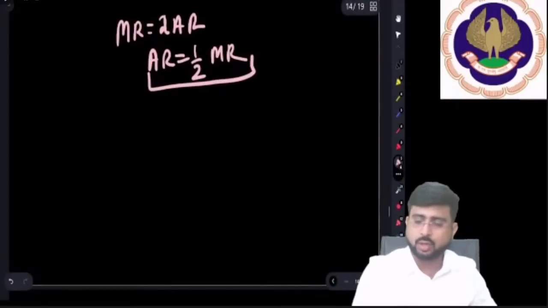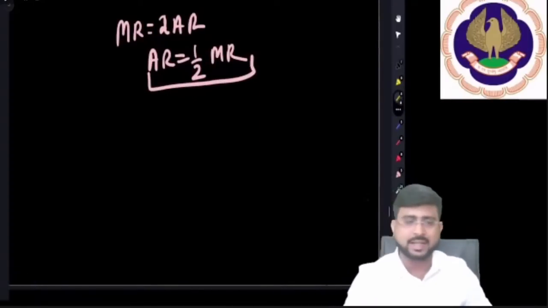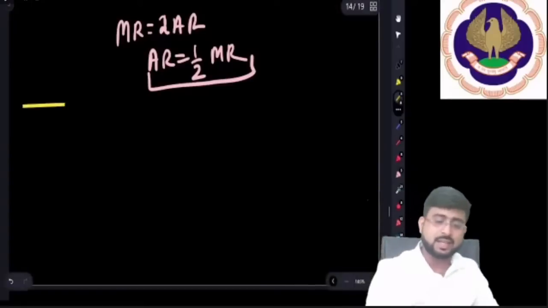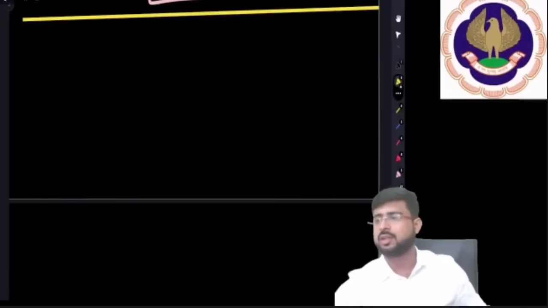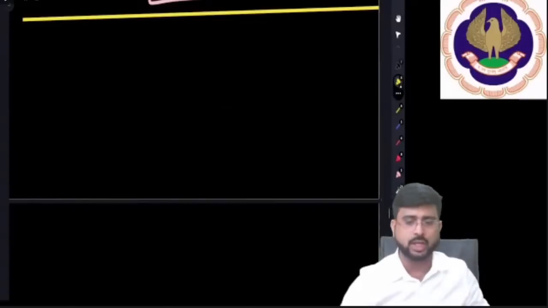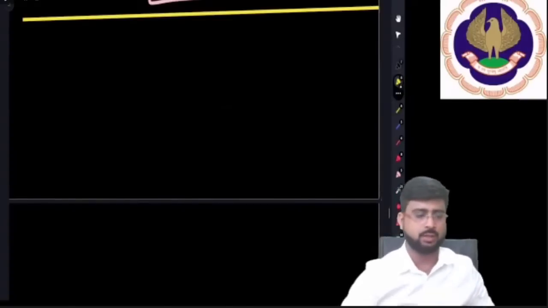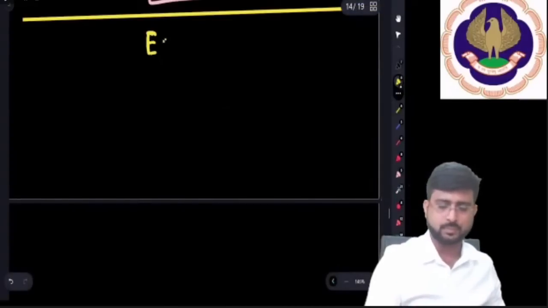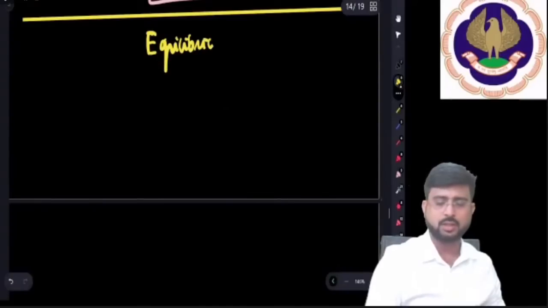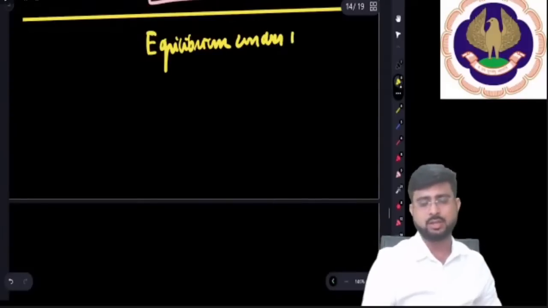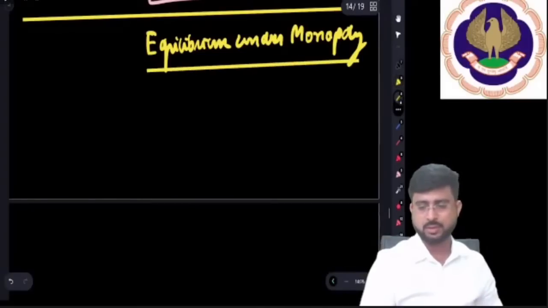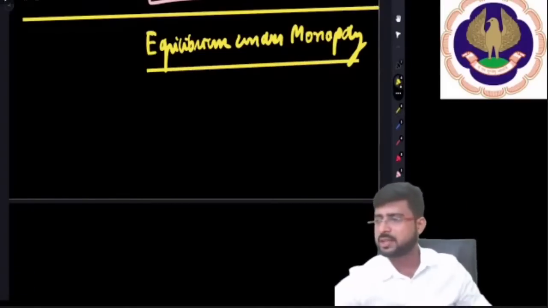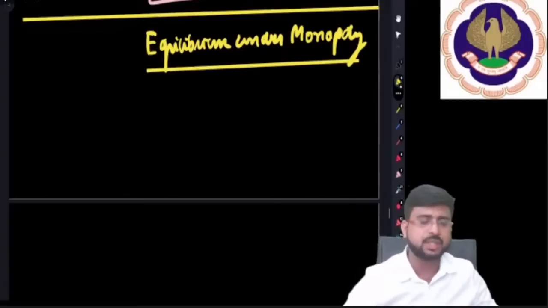Okay. So now, friends, pay attention, everyone. Just like the equilibrium condition of perfect competition, we are discussing the equilibrium conditions under monopoly. Equilibrium condition under monopoly. What happens to equilibrium under monopoly?